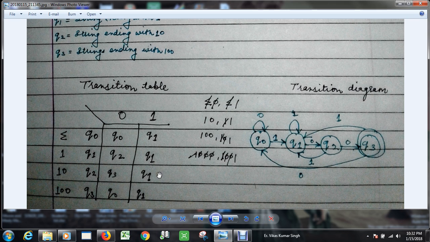Then Q2 to Q1 on input 1, okay. Then Q3 to Q0 on input 0. Then Q3 to Q1 on input 1. So finally you understand how you can create the transition table and transition diagram.